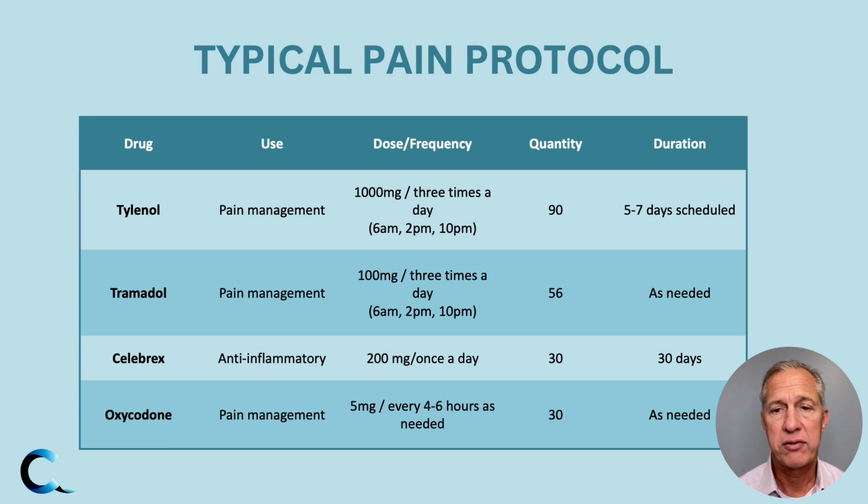There are some exceptions to the rule, but generally speaking, we recommend Tylenol regularly scheduled for the first week or so. We also recommend regularly scheduled anti-inflammatories such as Celebrex for the first month. We then recommend a mild pain pill such as Tramadol to use as needed, and oxycodone as a stronger pain medication only to be used as needed.